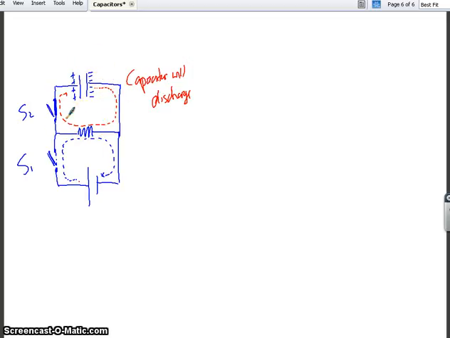So those are just some small things that I've seen through capacitor problems that you want to look out for, because you might see it in a problem and go, wait, what's going on with that? So that's it.